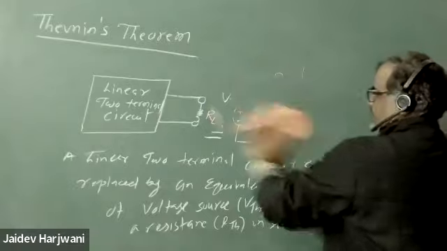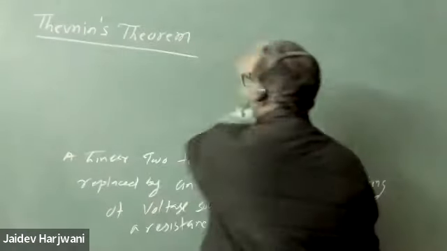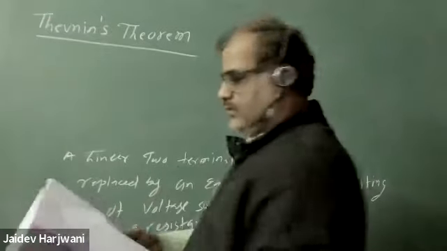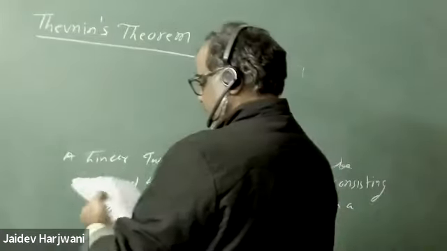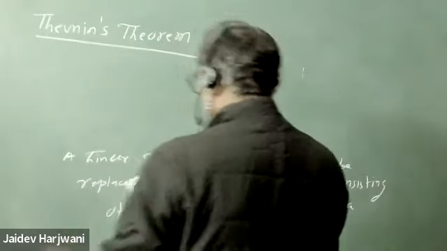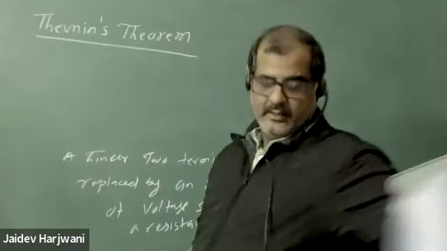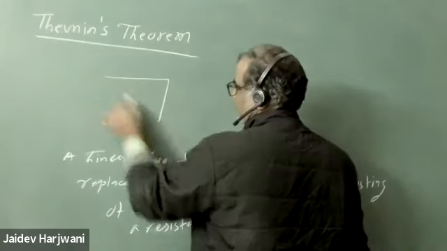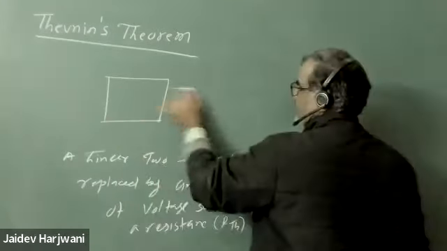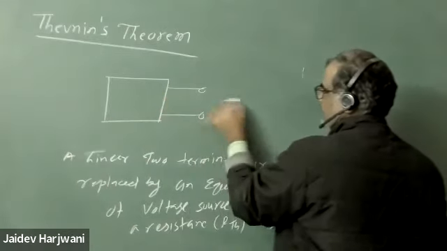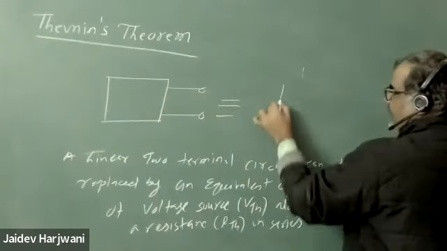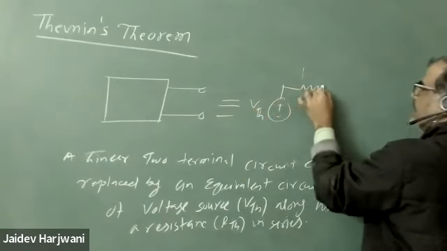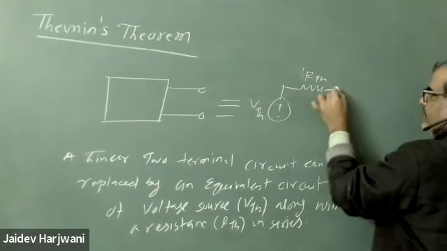So let me give you an example. I have now a circuit. First of all, if I want to replace a circuit, just now I drew a network, and I told you this network can be replaced by a source VThevenin and RThevenin.